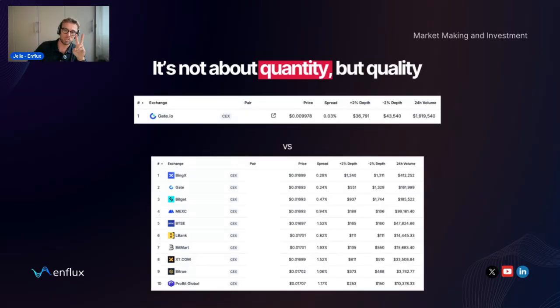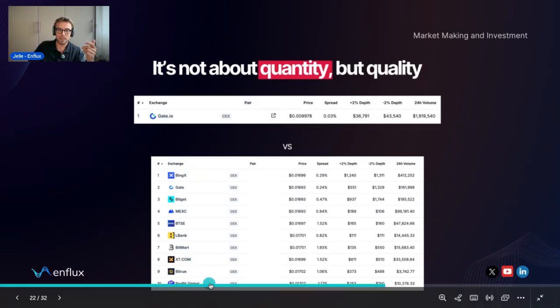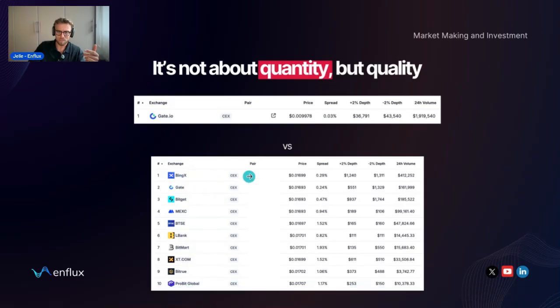I've taken 2 screenshots of 2 different projects. One is listed on only Gate with a tight spread and a lot of depth, meaning one individual can buy $36,000 with one single market order without a real issue on the price or a lot of slippage. Compare this to these guys that are listed on, what is it, like 10 exchanges, where market making needs to be done on 10 exchanges, and someone is unable to buy even $2,000 of this token.